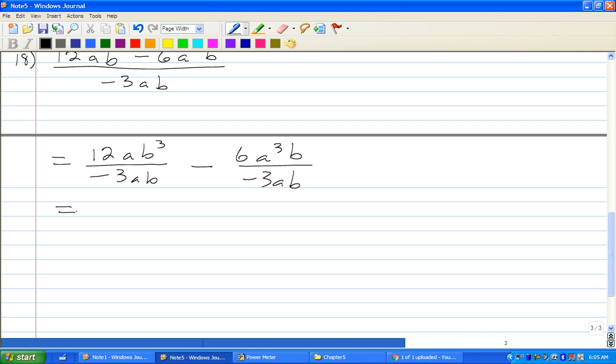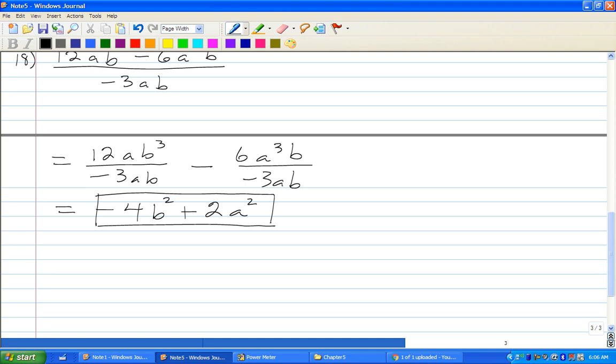And so positive divided by negative is negative. 12 divided by 3 is 4. The a's cancel. B cubed divided by b is just b squared. Negative divided by negative is positive. 6 divided by 3 is 2. A cubed divided by a is a squared. And the b's cancel. And so you get negative 4b squared plus 2a squared.